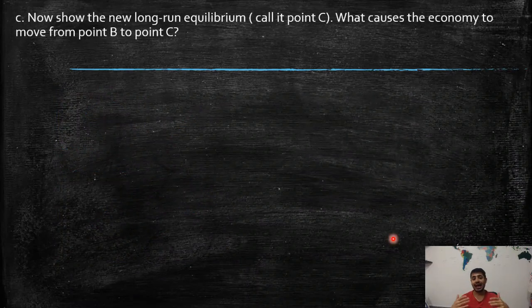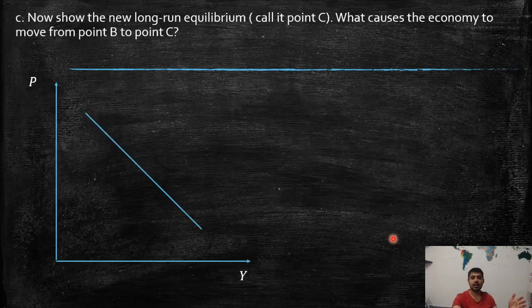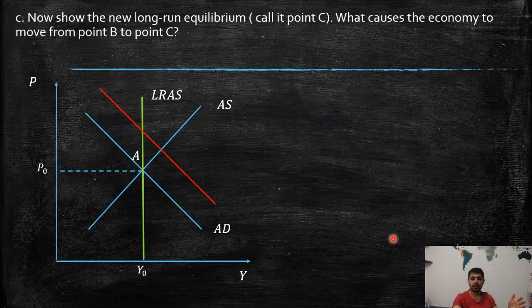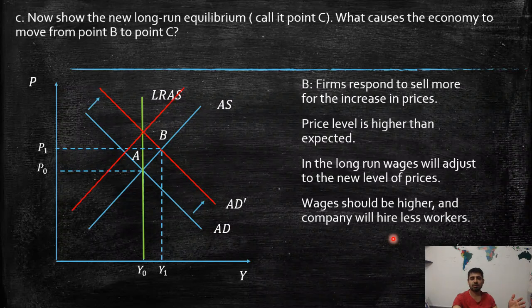Then C. Now show the new long-run equilibrium, call it point C. What causes the economy to move from point B to C? So if we have the new long-run equilibrium, it should be something provided by this. Why? Well, at point B, the firms respond to the increase in prices by selling more. So you have higher prices in the economy, and the producers have more incentive to put more goods and services into the market. So it's important to note here that the price level is higher than expected.